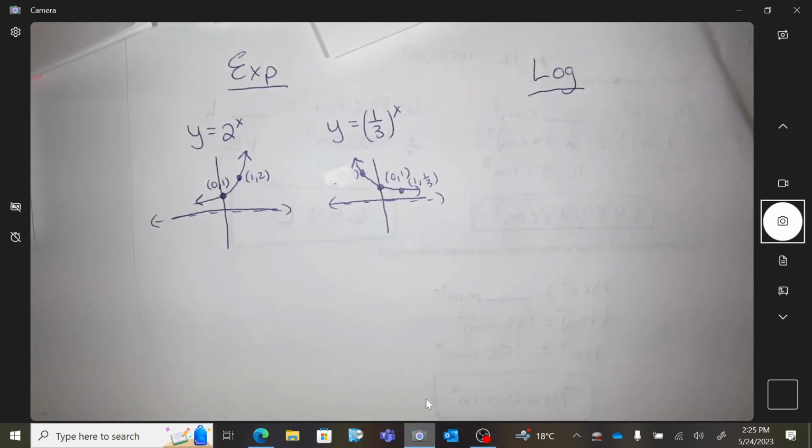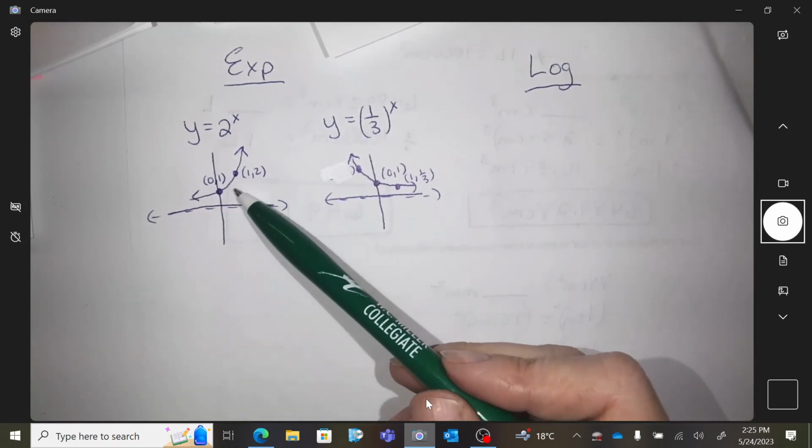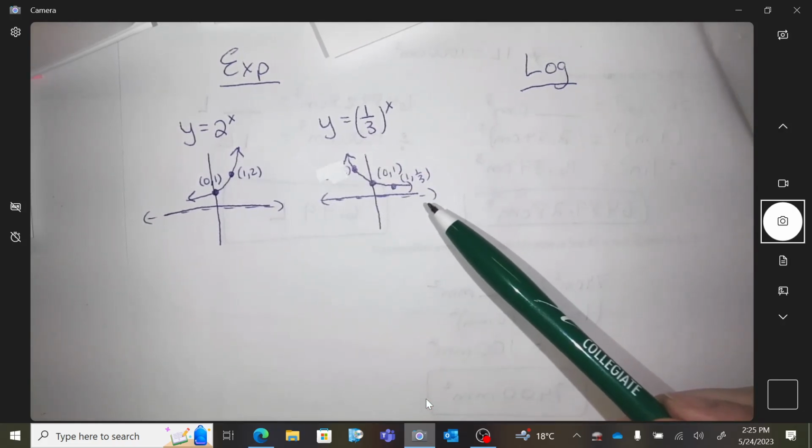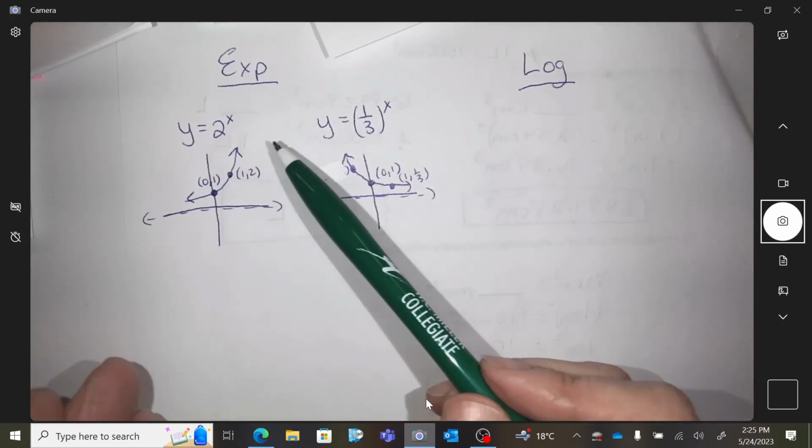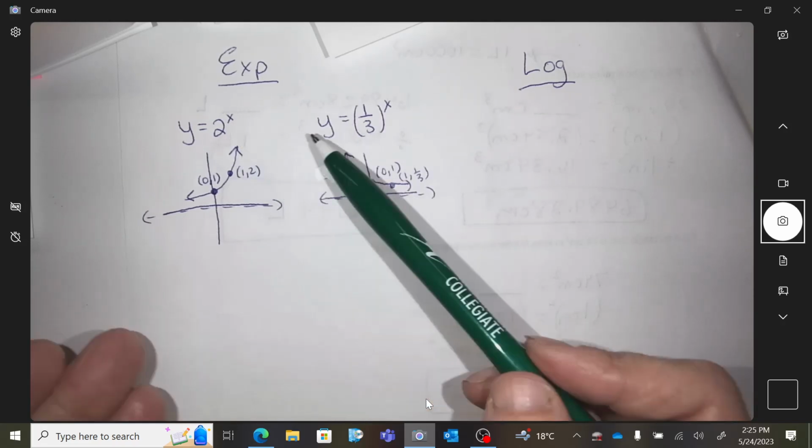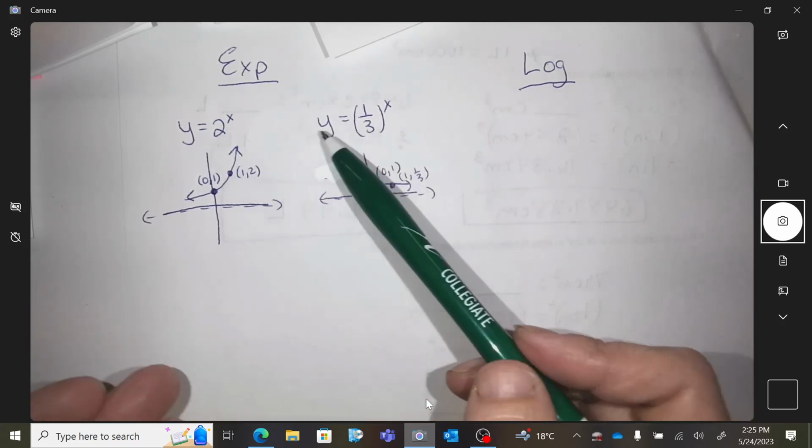Okay, so they both have the same domain. Would you agree? Domain, negative infinity to infinity. Yep. And the range is both the same, 0 to infinity, right? So that's the characteristics of an exponential function. Why is this one going this way versus this one going that way? What's the difference in this scenario? Anybody see what I could say as a common theme here?